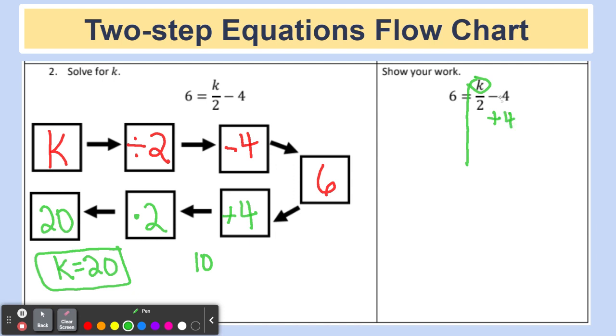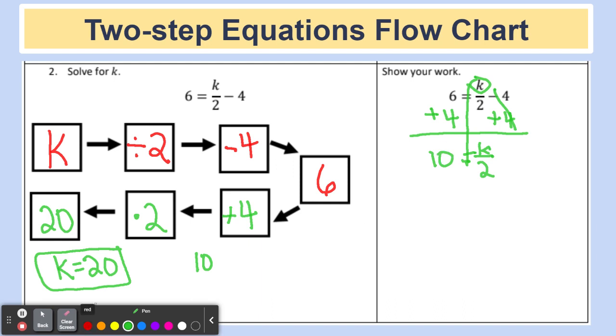And whatever we do to one side of an equation, we always do to the other side of the equation. So since we added 4 to the right side, we need to add 4 to the left side. Negative 4 plus 4 equals 0. So those cancel out, which is why we are left with just k divided by 2. That's going to become our second step. On the left side of the equal sign, we need to solve. 6 plus 4 equals 10.